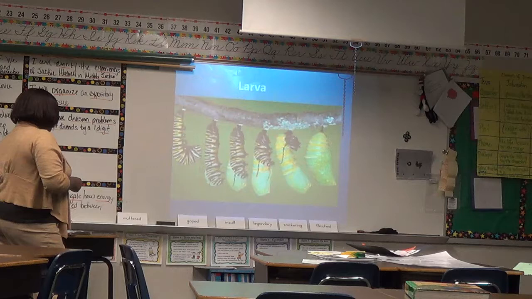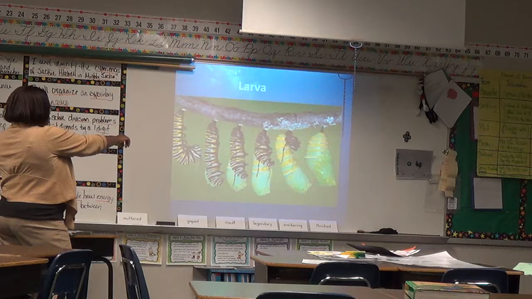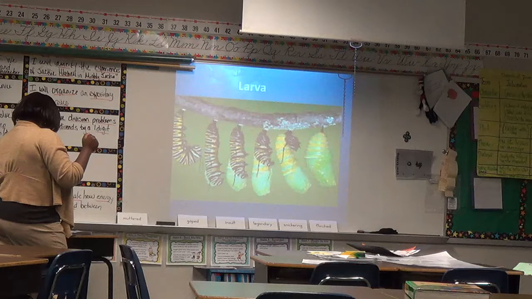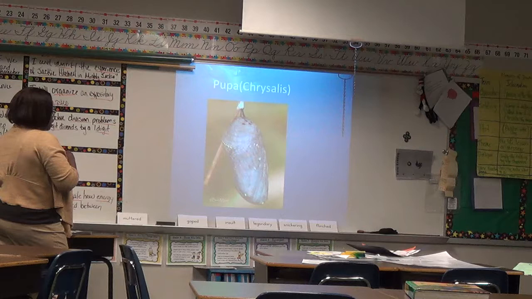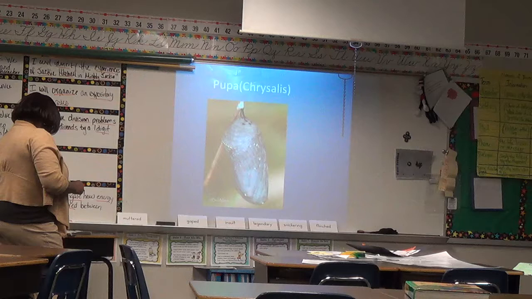Our next stage is the larva stage. The larva is actually the caterpillar, the worm-like stage, and they sometimes have stripes, black, yellow, and what they're doing is spinning into a cocoon as they grow. Once they wrap themselves, it is called a chrysalis. The chrysalis is called the transformation stage, where the caterpillar transforms into a butterfly. Normally in this stage is where they get most of their food substance and they eat.